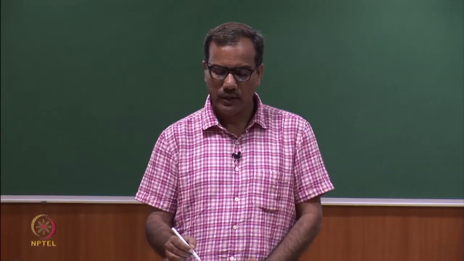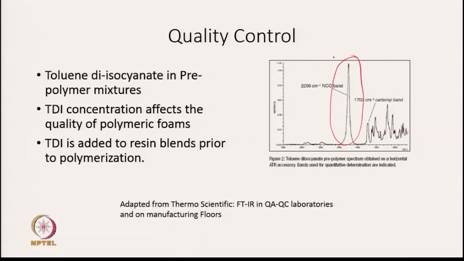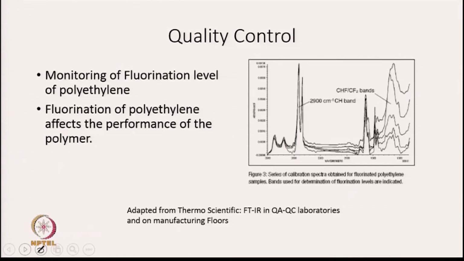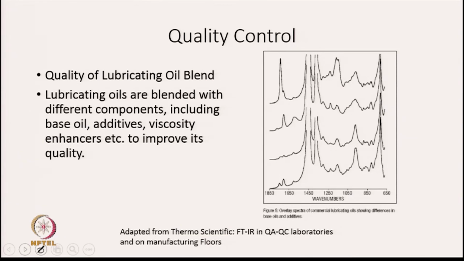So, here is your 2250 cm⁻¹ band that corresponds to the NCO band of toluene diisocyanate. Just by looking at this you can tell the concentration of TDI, and that tells you about the quality of the polymeric foam. You can also monitor the fluorination level of polyethylene. Fluorination of polyethylene affects the performance of the polymer. So, just by looking at the CHF and CF2 bands, you can tell the fluorination level of polyethylene.